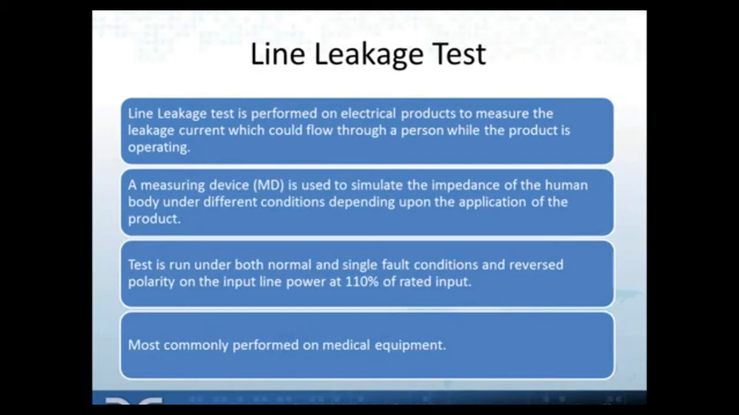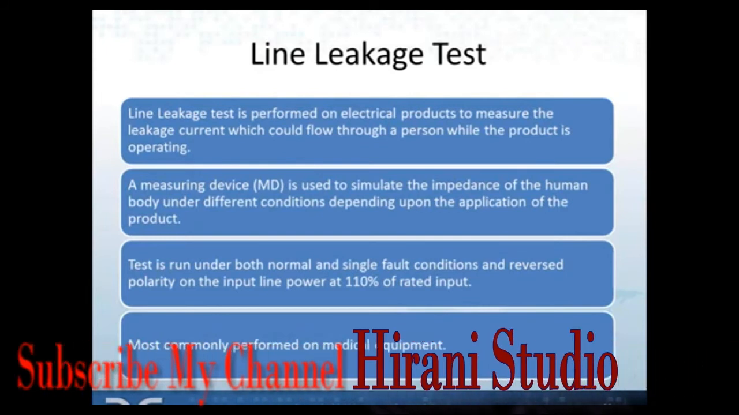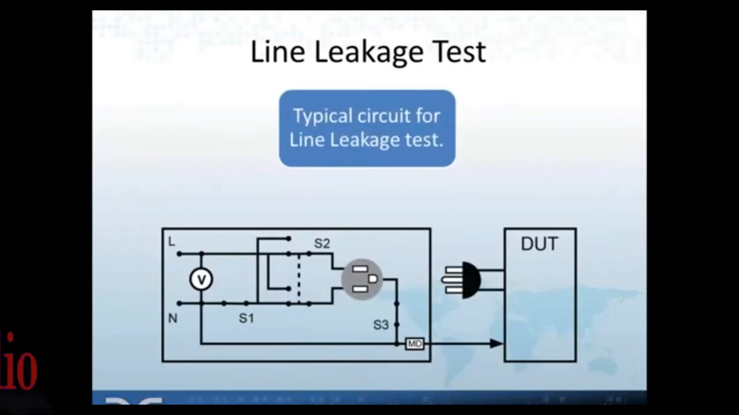A measuring device is used to simulate the impedance of the human body under different conditions depending upon the application of the product. This test can be run under both normal and single fault conditions and reverse polarity on the input line power at 100% and 110% of rated input. Again, this is most commonly performed on medical equipment.